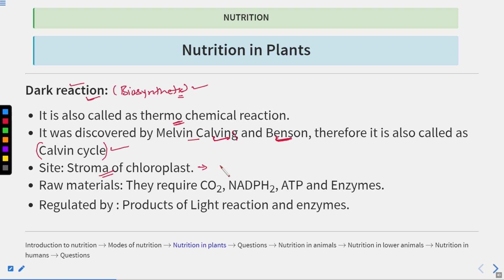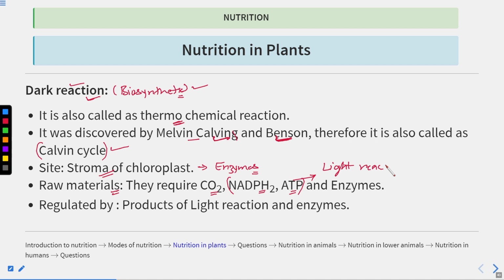The stroma contains all the enzymes that are required for carrying out the Calvin cycle, which is also known as the dark reaction. Now, what are the raw materials required for the dark reaction? They require carbon dioxide, NADPH2 and ATP. These are the products of what? These are the products of the light reaction.